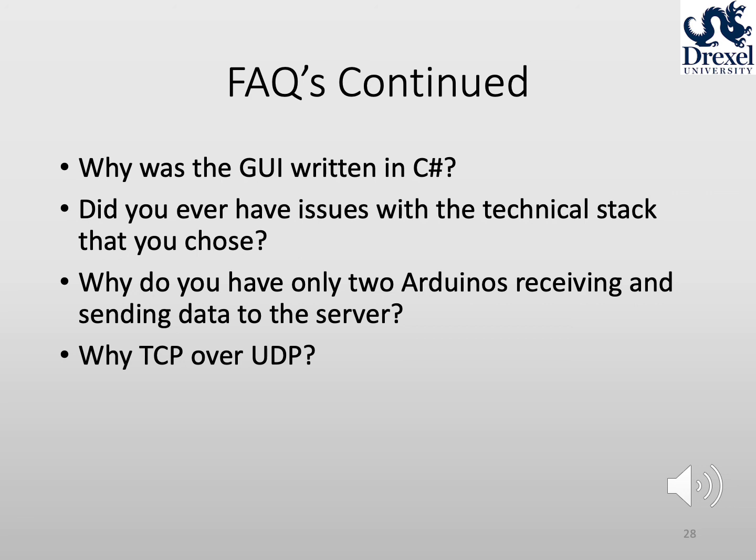Another question was, why do you have only 2 Arduinos receiving and sending data to the server? The reason we only have 2 Arduinos sending and receiving data to the server is in order to save on the cost. The final question was, why TCP over UDP? TCP stands for Transmission Control Protocol, and UDP stands for User Datagram Protocol. We use TCP to ensure that no packets are dropped, and all our data makes it to the server.